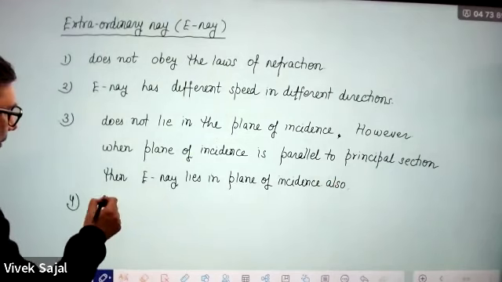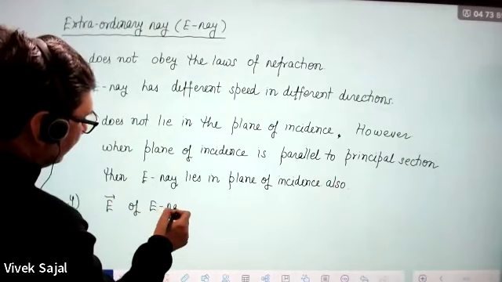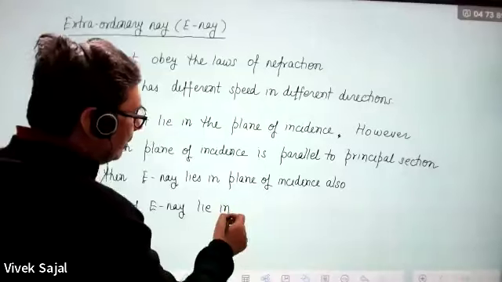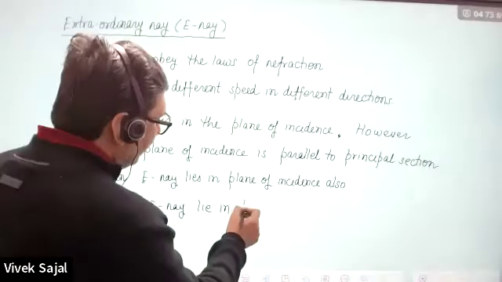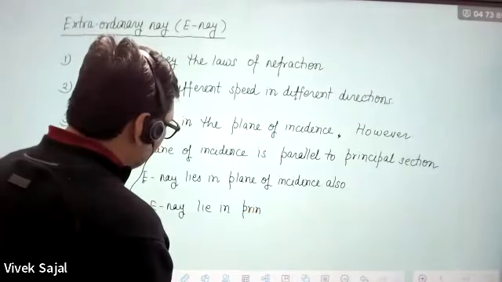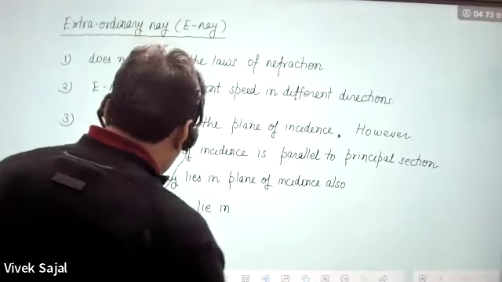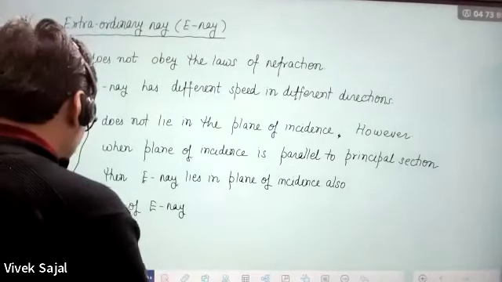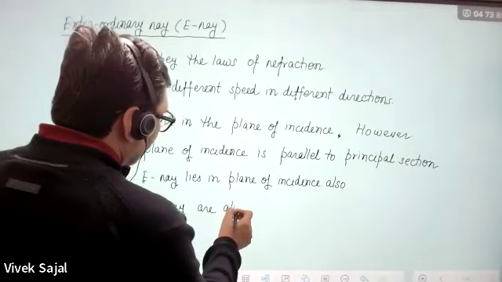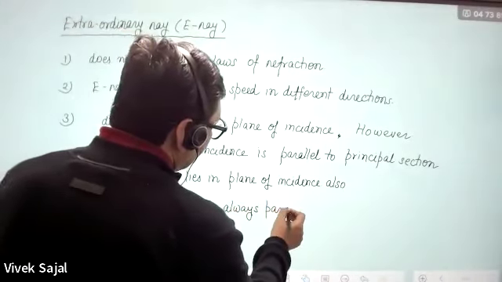Number 4, the electric vector of the E ray lies in the principal section, that is, it is always parallel to the principal section.